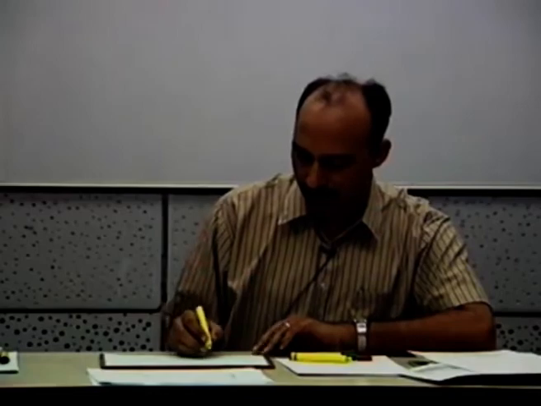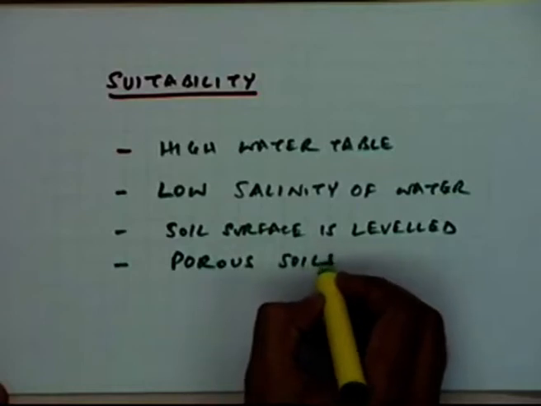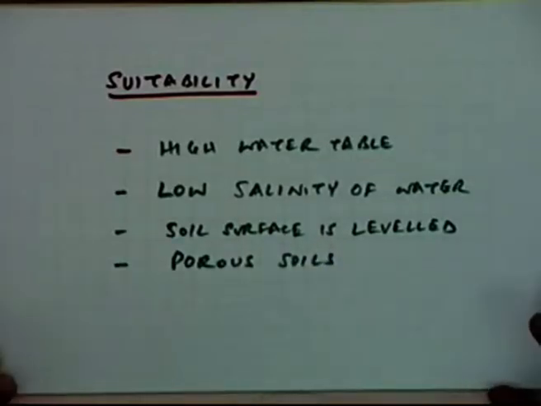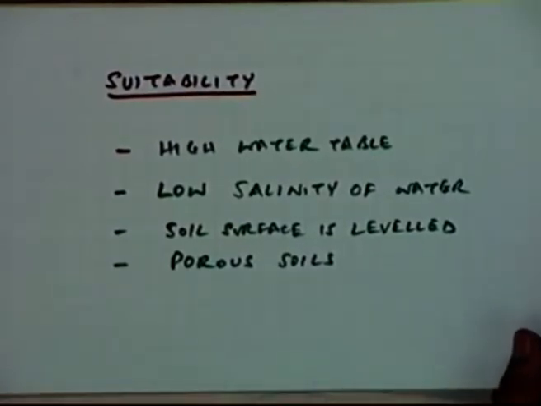Then another suitable condition is that the soils should be relatively porous, so that you don't have to use very small spacing between the ditches. To have the spacing large enough, you should have porous soils, so that the water can really travel fast within the ground, and it can stabilize and maintain that level which you are trying to control.